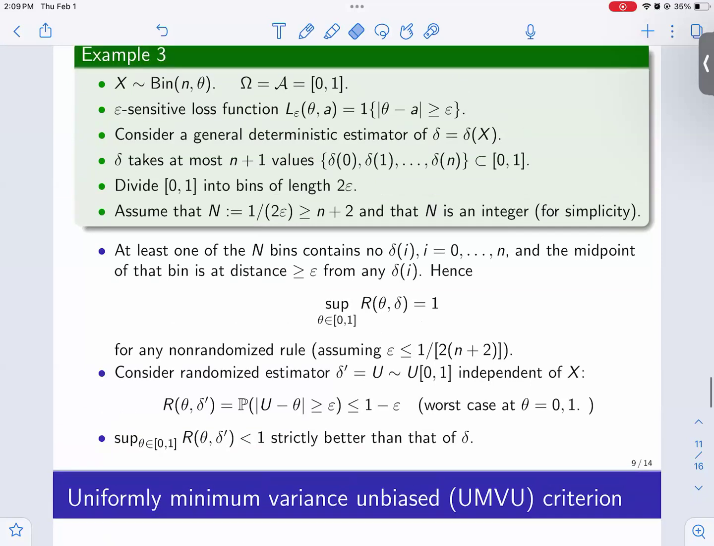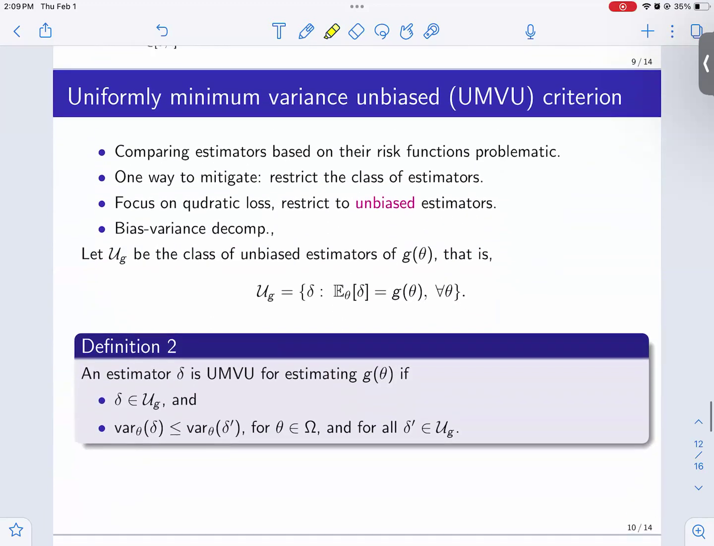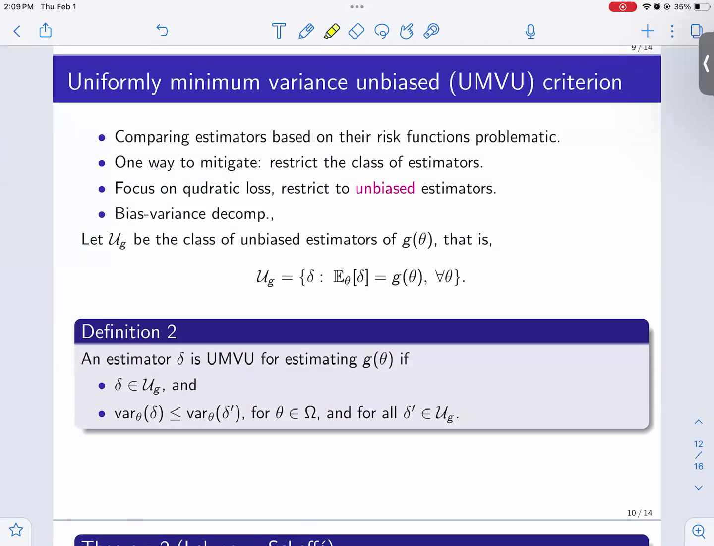Not that coin flip, but just uniform. So you predict this by a uniform 0-1 random variable. So I'll let you think about it. We'll go through this example and then try to argue this for yourself. What I'm going to do today is talk about that UMVU idea that we perhaps mentioned very early on.